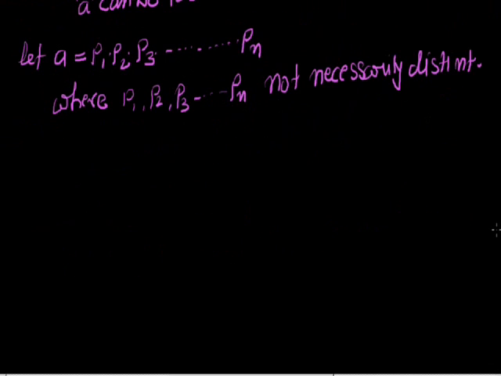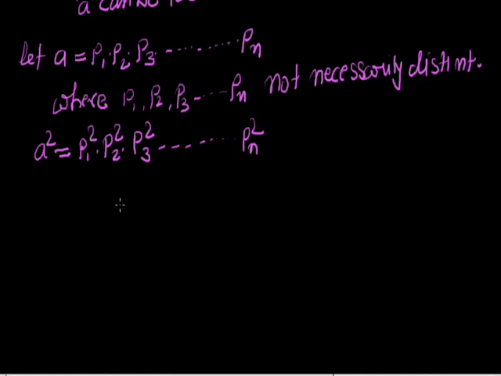Now if we want to find the value of a square, then by squaring both sides, a square can be written as p1 square multiplied by p2 square, then p3 square, and so on, finally pn square.